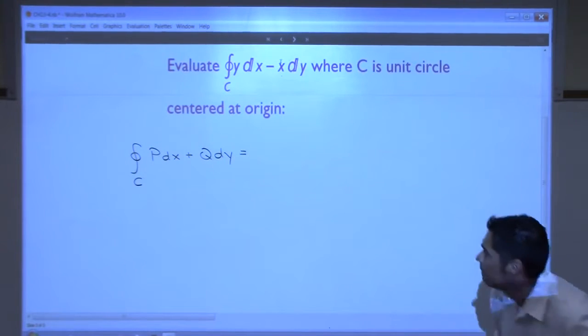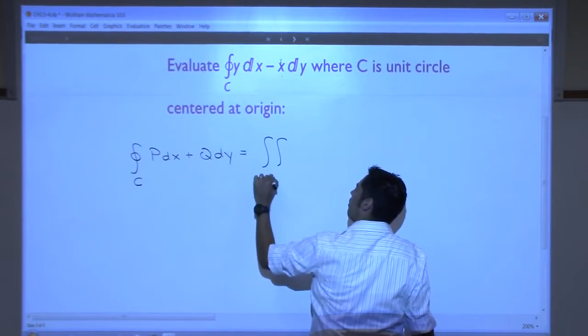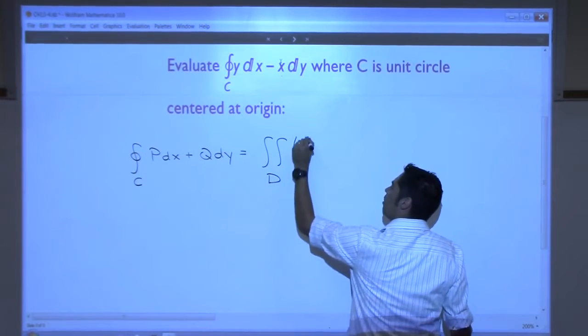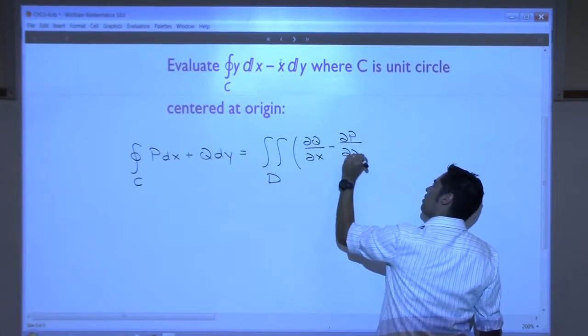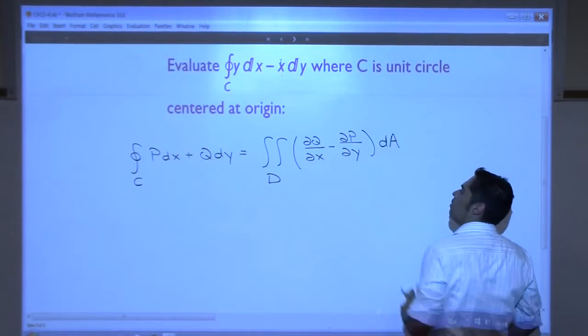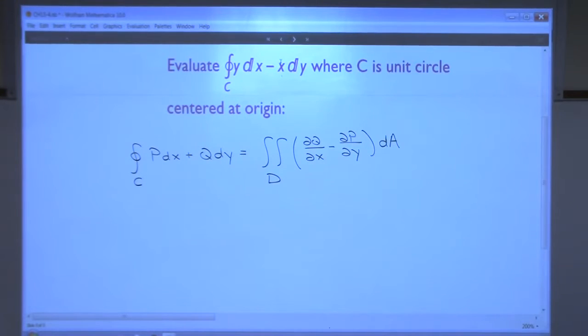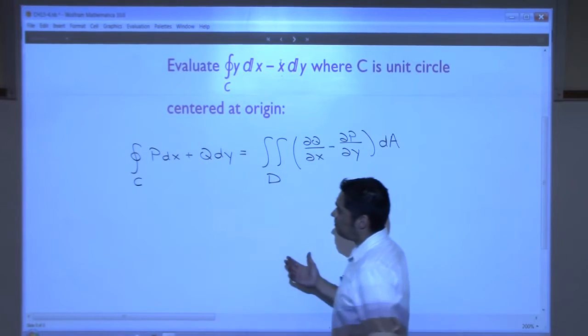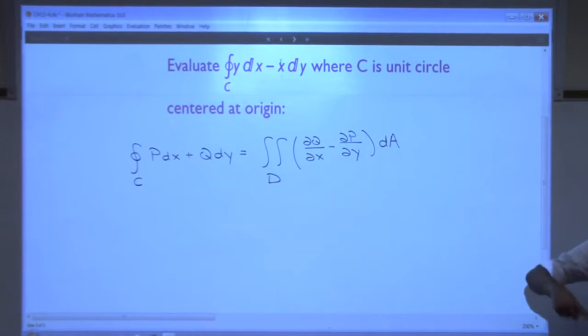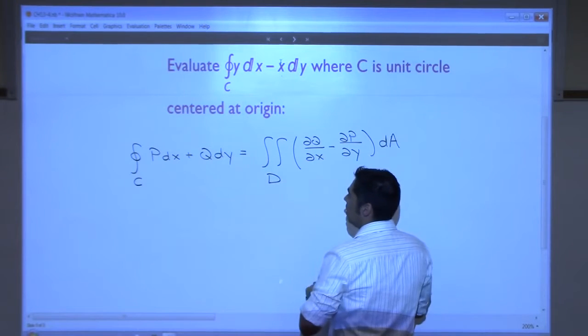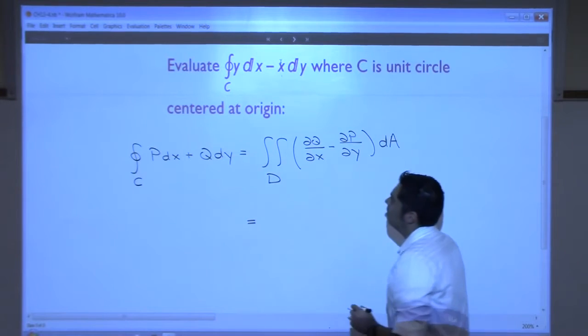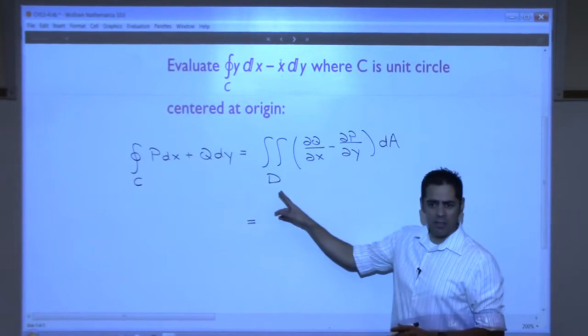Which should be the double integral over D of partial Q with respect to x minus partial P with respect to y dA. We're integrating with respect to area because it's a double integral over a region, right? So the big difference here is that instead of looking at the curve going around the region, we're going to actually look at the region itself. So do we know anything about this region? Well, I do have some idea of what that region looks like.